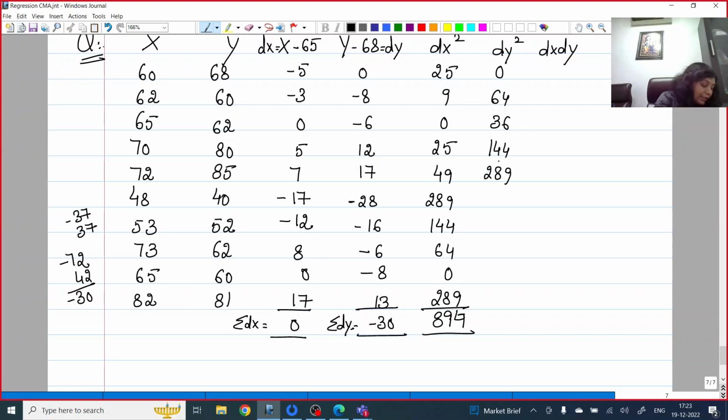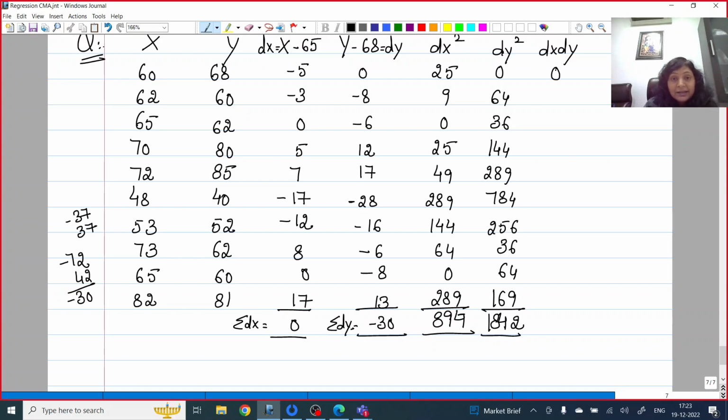Summation dy square: 64, 36, 144, 289. Now 28 square is 784. 16 square is 256, 36, 64 and 169. So the sum is 1842. If there is any calculation mistake, please ignore it.